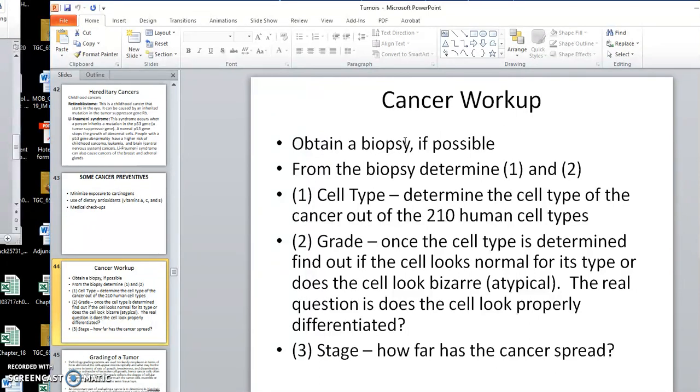A lady comes in for a routine exam. The physician feels a lump in the breast. He says, this is interesting. Or you see it on a mammogram. So then the physician says, I would love to biopsy this.